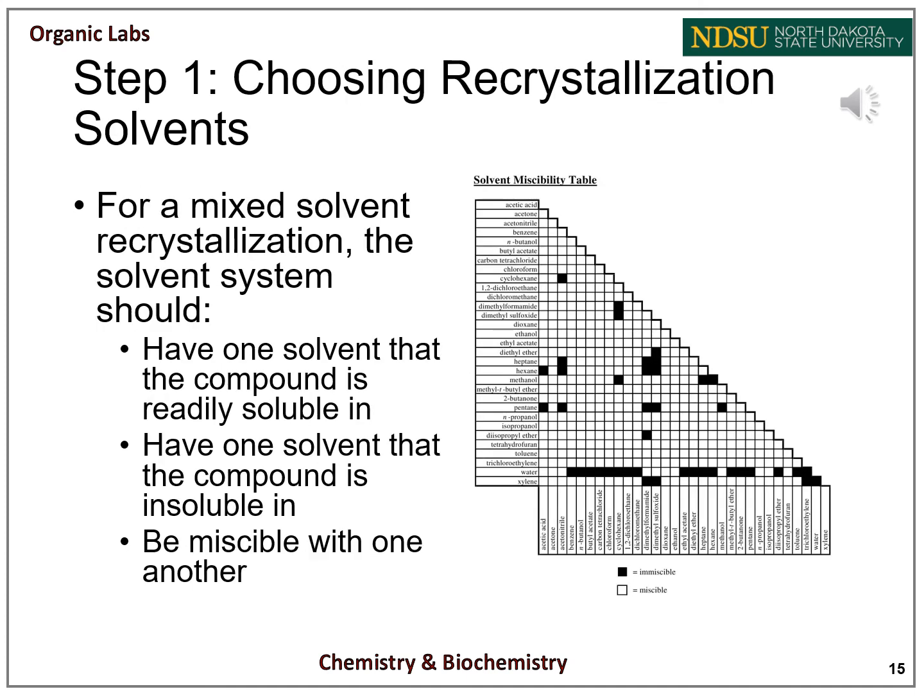For a mixed solvent recrystallization, the solvent system should have one solvent the compound is completely soluble in, have one solvent the compound is completely insoluble in, and the two solvents should be miscible with one another. Now, miscibility is a property of two substances that form homogeneous mixtures in any concentrations. The chart on the right is an example of the solvent miscibility table, where you can see if certain solvents are miscible or immiscible with one another.